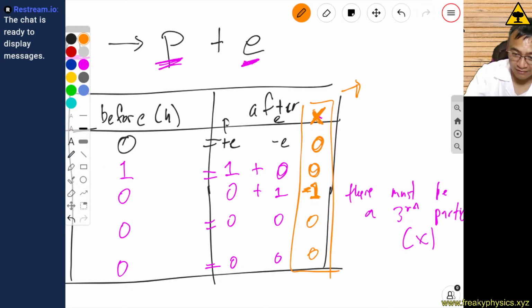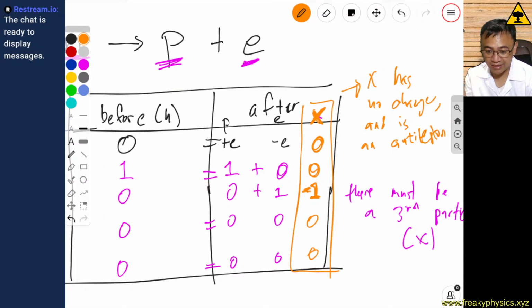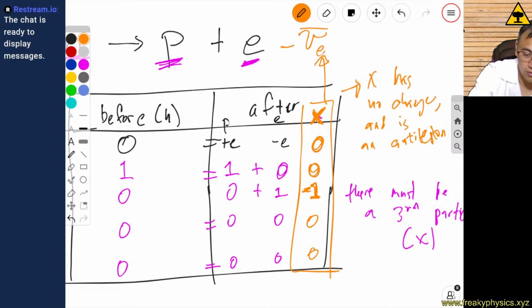But because it's negative, X has no charge and is an anti-lepton. So what's the only thing that's an anti-lepton that has no charge? It's the neutrino, specifically the anti-electron neutrino.